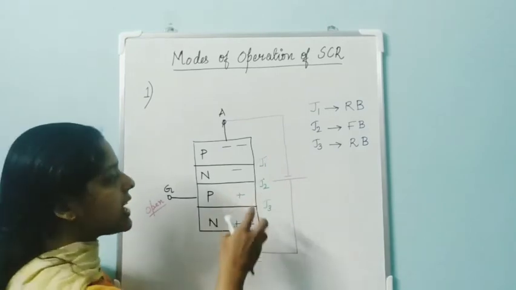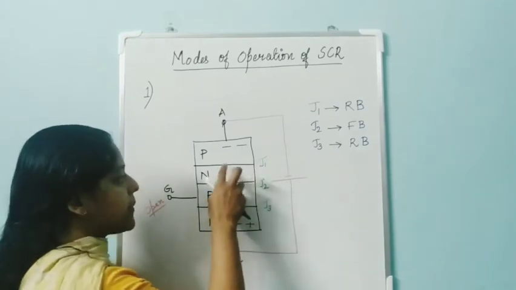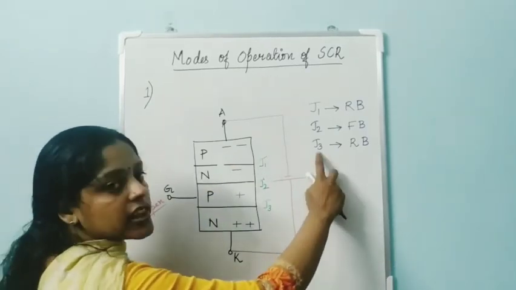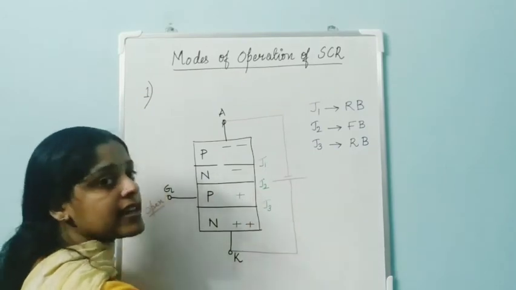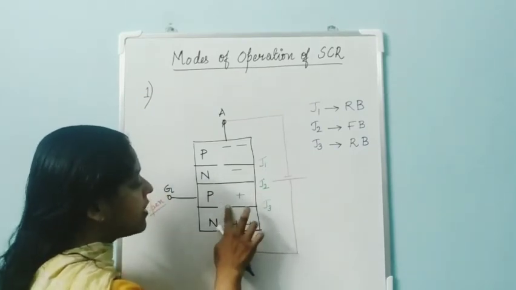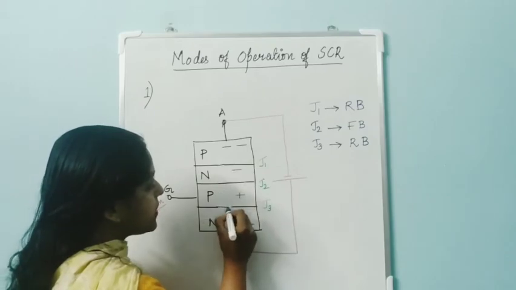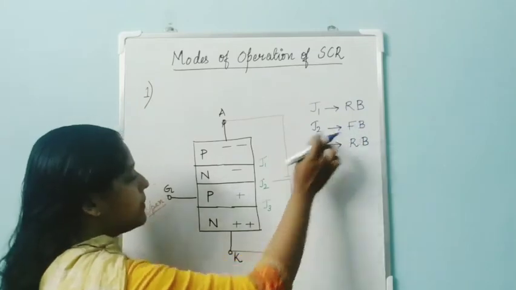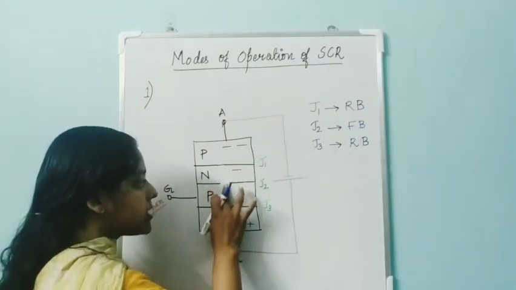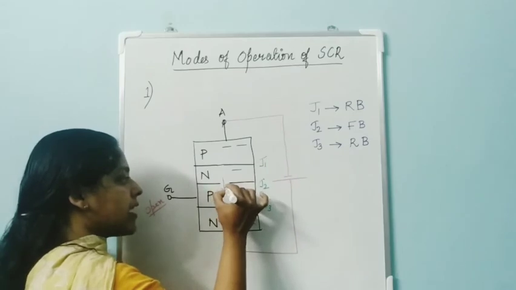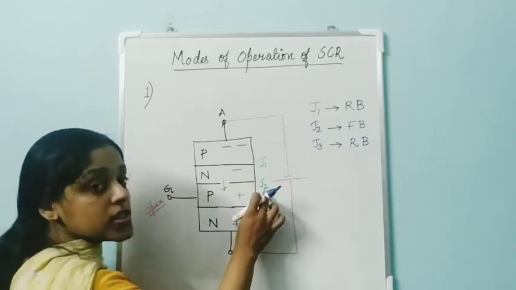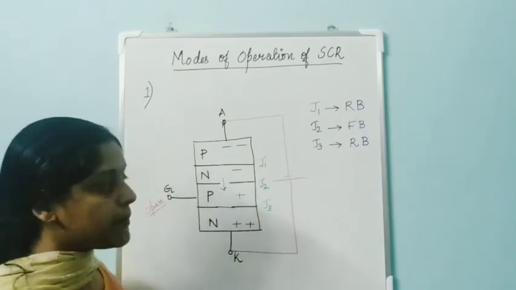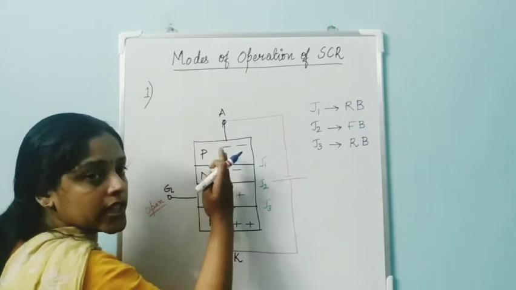So we got that junction J1 is reverse biased. That means no conduction is possible here. Okay. Now junction J3. Junction J3 is also reverse biased. That means no conduction is possible here. There is no conduction possible in these two junctions. What about the junction J2? Junction J2 is forward biased. That means there is conduction possible between this. Here conduction is possible because the junction J2 is forward biased. Whereas the junction J1 and the junction J3 are reverse biased. No conduction is possible between this layer.